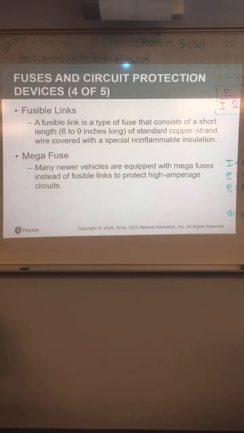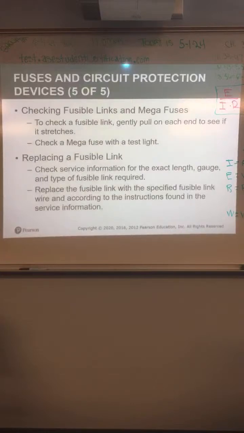Mega fuses, those are used in vehicles to protect high amperage circuits such as your starter. Sometimes you'll see fuses as big as 250 amps in cars. To check a fusible link, to see if it's good or bad, all you have to do is grab a hold of it and pull on it. If it breaks, it's bad.